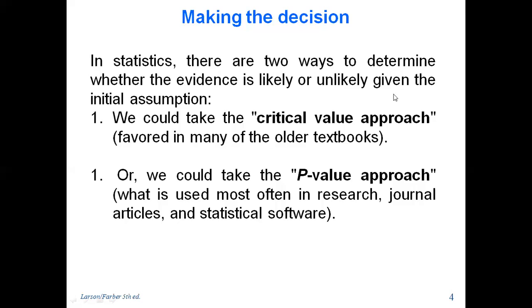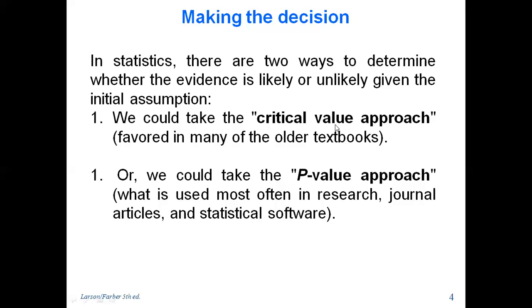If an initial assumption is given, then we have to compute the summary statistics of a sample, and then show whether those statistics match the initial assumption or not. If the statistics and the initial assumption match, then the evidence is likely. If they do not match, then it is unlikely.